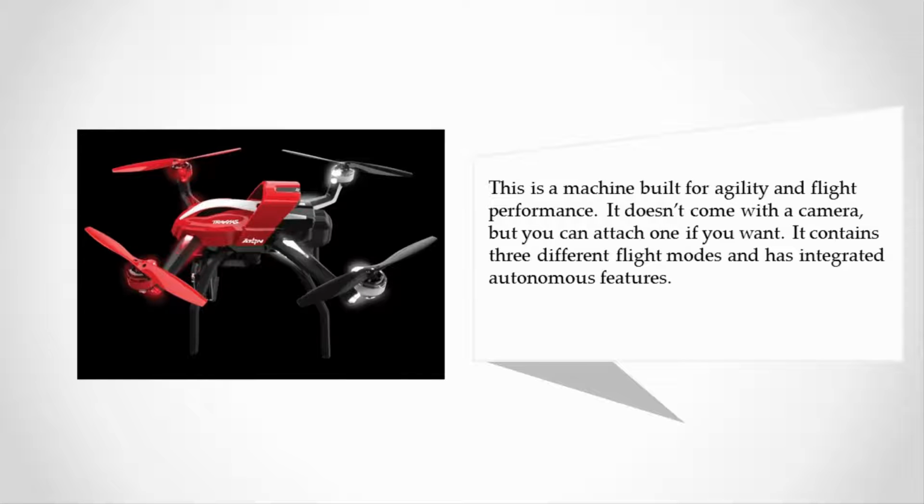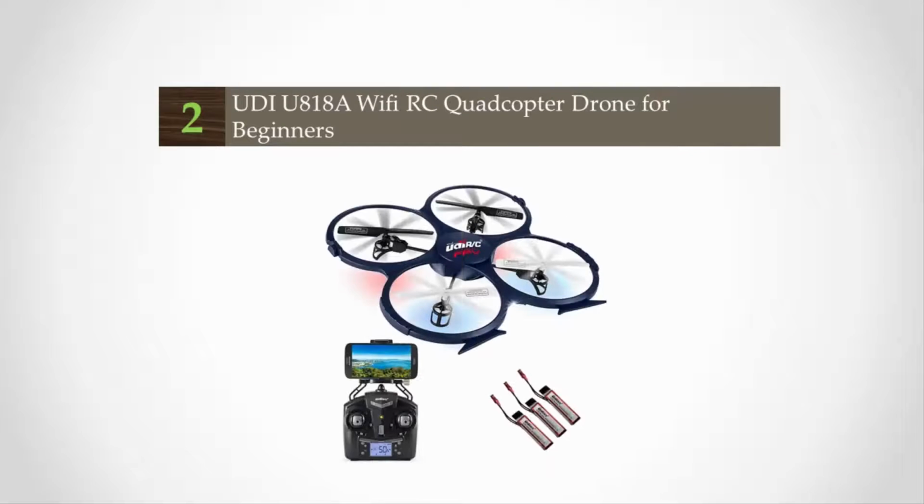It doesn't come with a camera, but you can attach one if you want. It contains 3 different flight modes and has integrated autonomous features. At number 2. This drone is strictly considered to be a beginner drone and offers a lot for its price point.